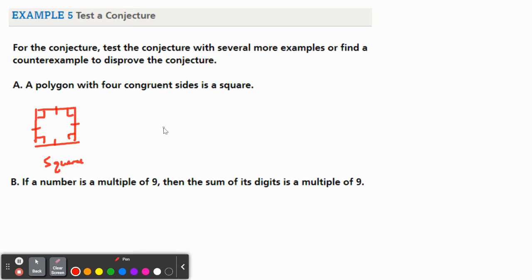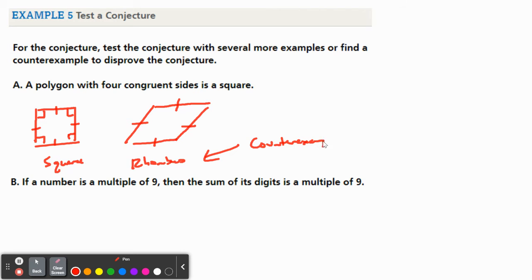Now, do you know any other quadrilaterals with 4 congruent sides that are not squares? Well, yes, I do. A rhombus, or a diamond, right? A rhombus also has 4 congruent sides, but it does not have 4 right angles. So this rhombus is not a square because it doesn't have 4 right angles. So your rhombus is your counterexample. And because you found a counterexample, that means this statement is false.